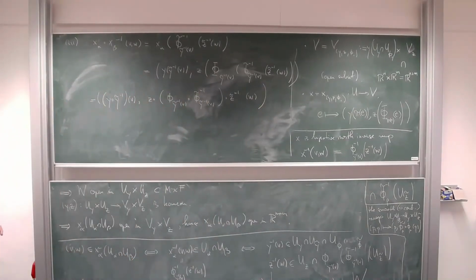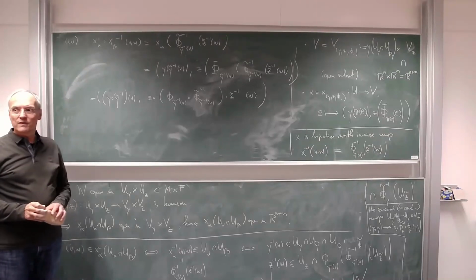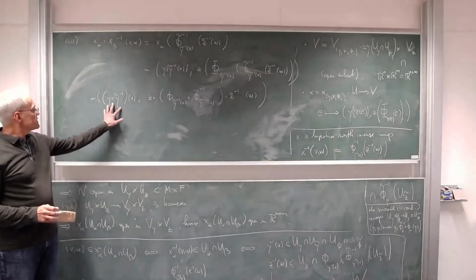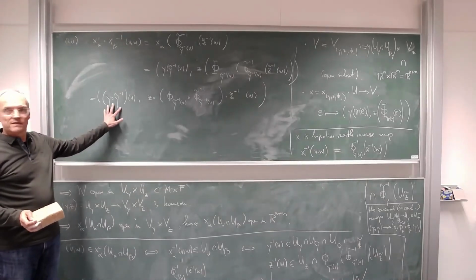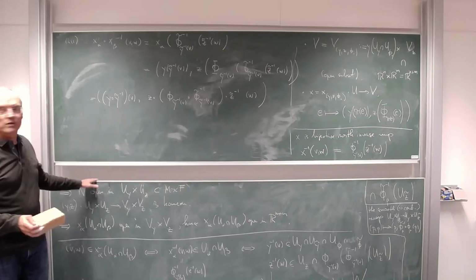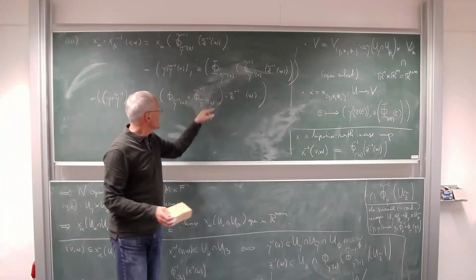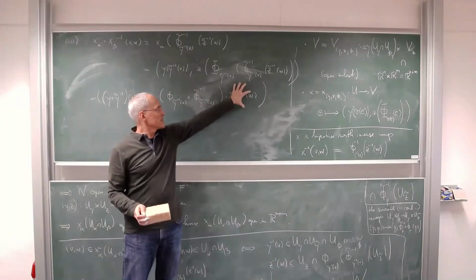And now, okay, we need to check that this is a smooth map in terms of v and w. So the first part is, as I said, easy. That's a diffeomorphism applied to v, so that's certainly smooth.